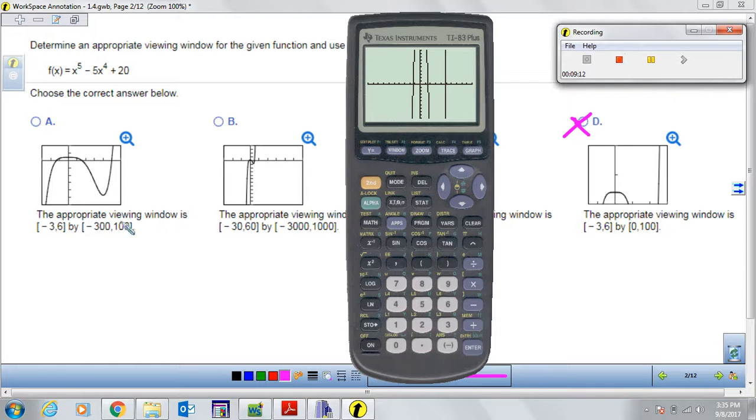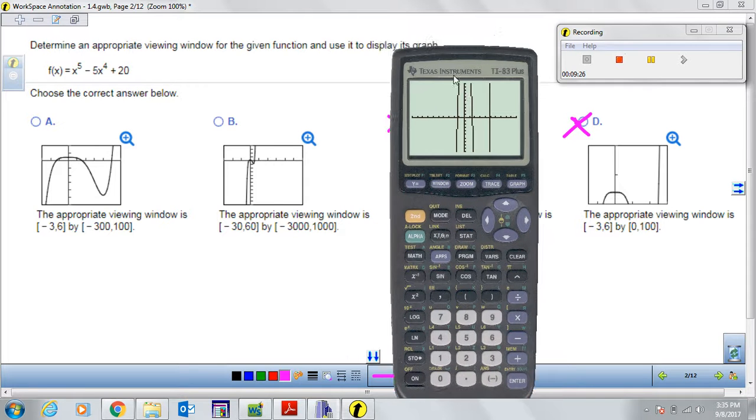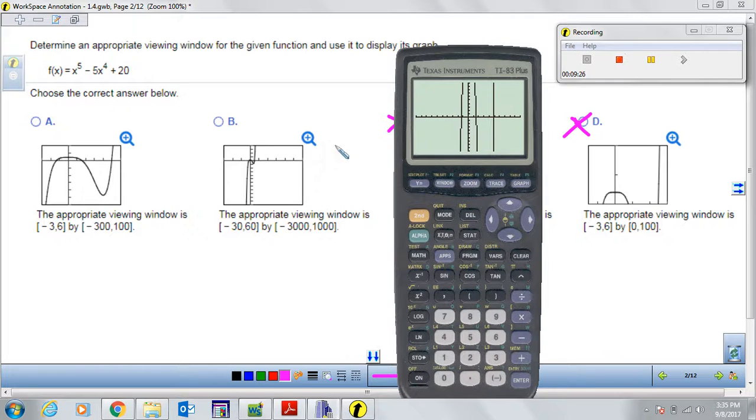Okay, so here, sorry, my calculator kind of got stuck. So I will go to the window and see. I'm thinking that the best one already out of these two is probably A, because even though B is a good picture of the entire graph, it is too far away.